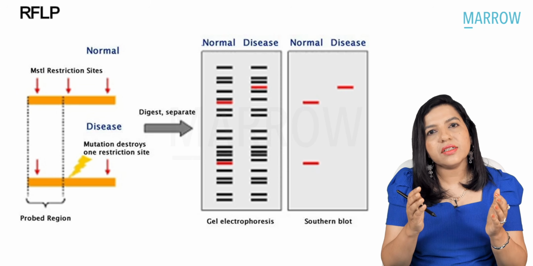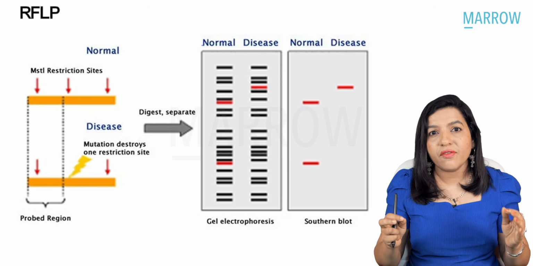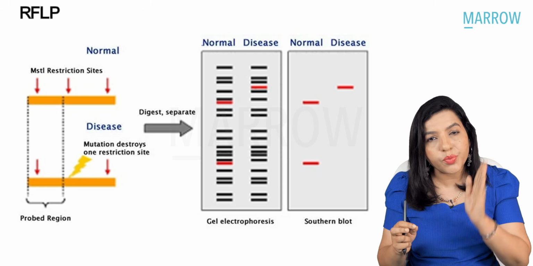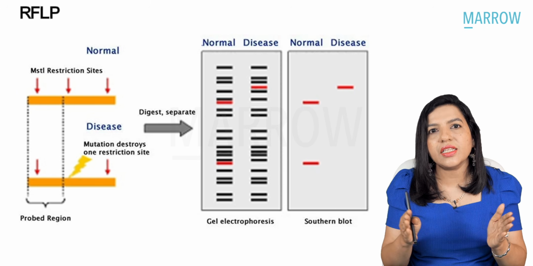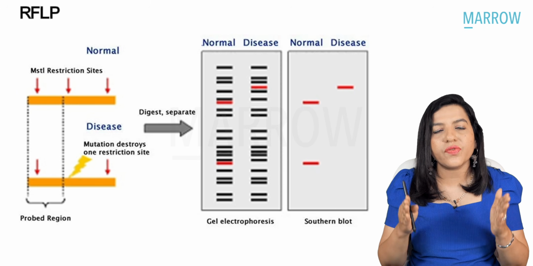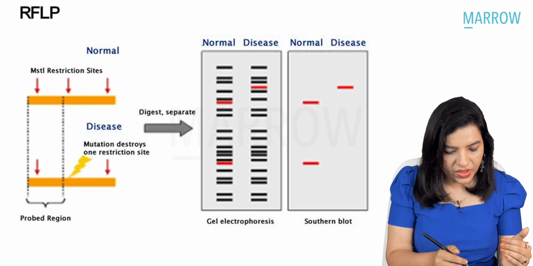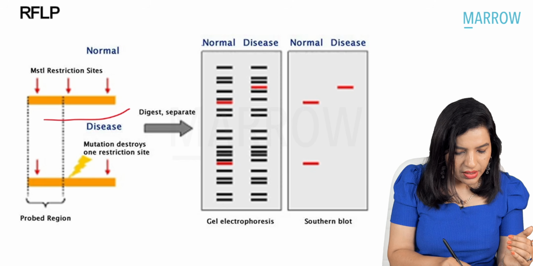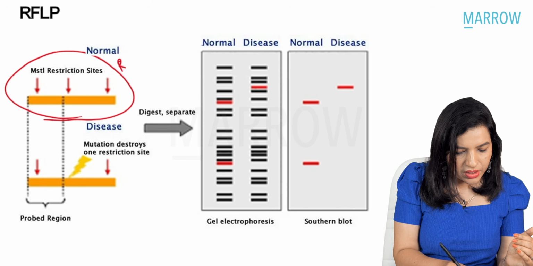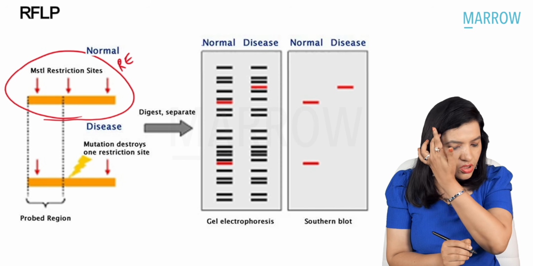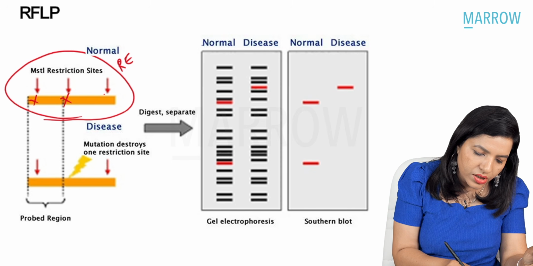So whenever there is an alteration in the DNA sequence which creates or abolishes a restriction site, then it will cause a difference in the length of the restriction fragments produced by the action of the restriction enzyme. So in this picture we can see that this is a DNA, and what is shown here is a restriction enzyme.